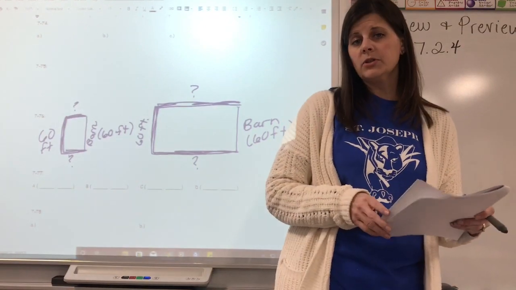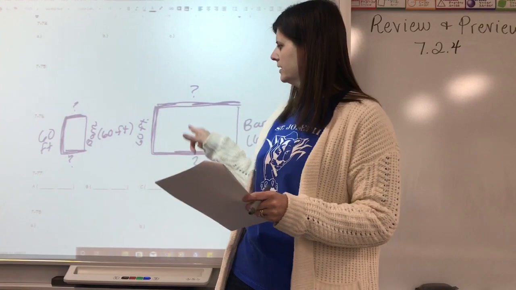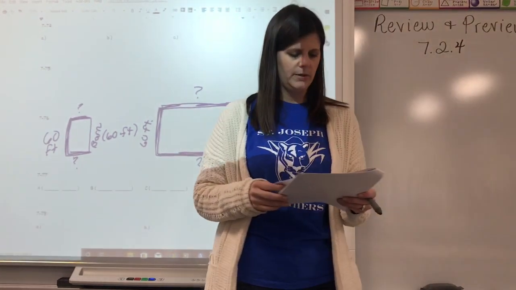So I am looking for 2 different answers, and again, making a diagram may help you. Include those missing numbers, but 3 sides to add up to get the amount of fencing that's going to be needed for the pen.